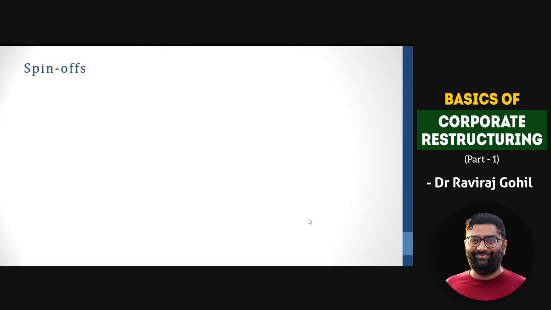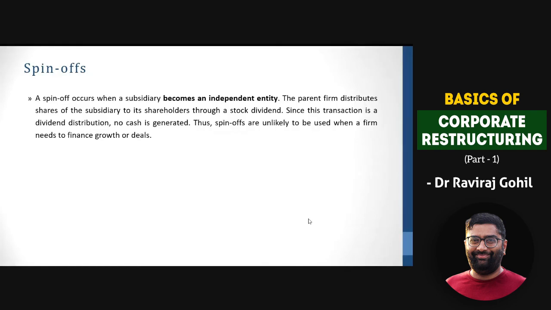A spin-off. A spin-off occurs when a subsidiary becomes an independent entity. The parent firm distributes the shares of the subsidiary to its shareholders through a stock dividend. Since the transaction is a dividend distribution, actually no cash is generated. So when you need capital, generally spin-off is not a good option, right? What you are trying to achieve through a spin-off is to make your subsidiary an independent entity, right? So you give your shareholders the shares of the new entity in the form of a stock dividend.